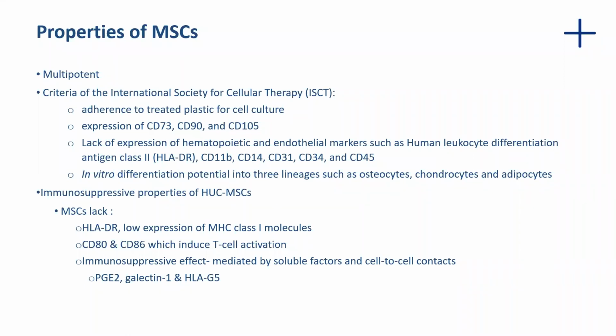One example of how this immunosuppressive effect is mediated is through the factors prostaglandin E2, galectin-1, and HLA-G5. So these are secreted by mesenchymal stem cells and are known to serve as effective factors of immunosuppression. Next slide, please.